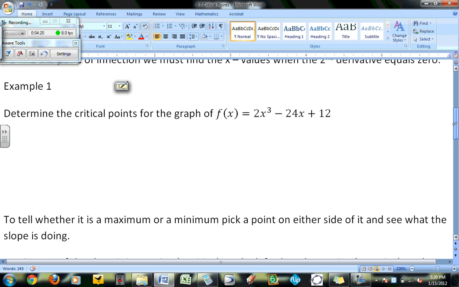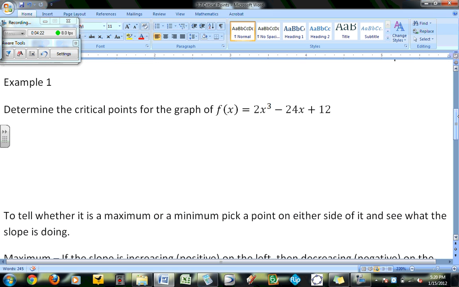Our first example says determine the critical points of the graph f of x equals 2x cubed minus 24x plus 12. Critical points means we want to find the maxes and mins and we want to find the point of inflection. To find the maximums and minimums, again, we're going to find its derivative and then set it equal to 0. So let's find its derivative first. We're going to take the power, drop it down, multiply by the coefficient, and then decrease the power by 1. So 2 times 3 is 6, and decrease this power by 1, and that is 6x squared.